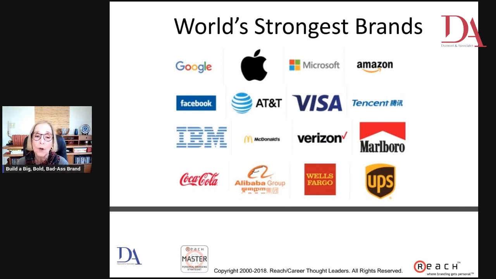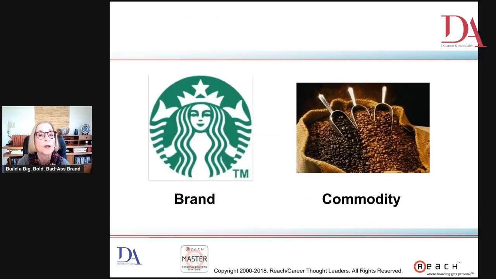So brands often bring out an emotional reaction. How do you feel about Facebook versus how you feel about LinkedIn? How you feel about Marlboro? That could be tied into how you feel about smoking. So all of these things are capable of evoking a strong emotion.